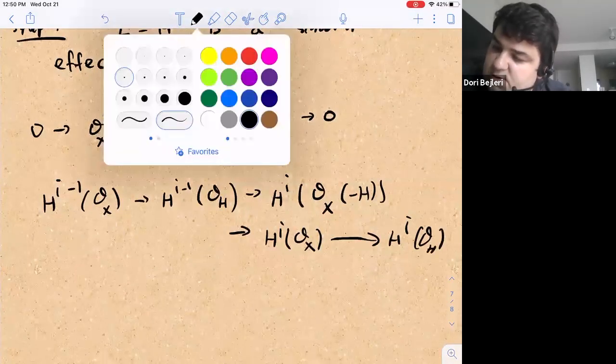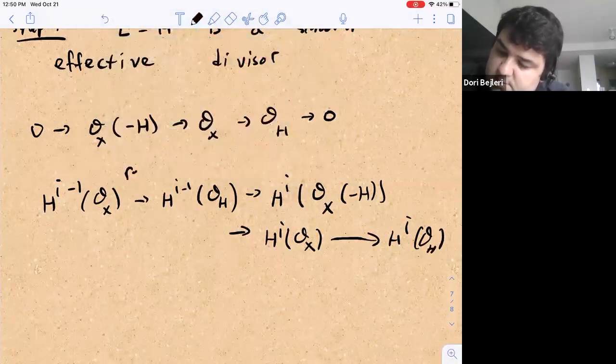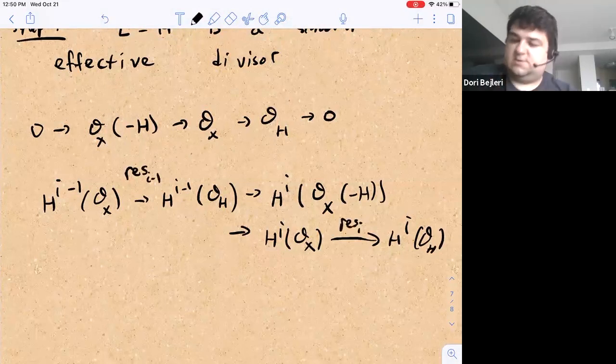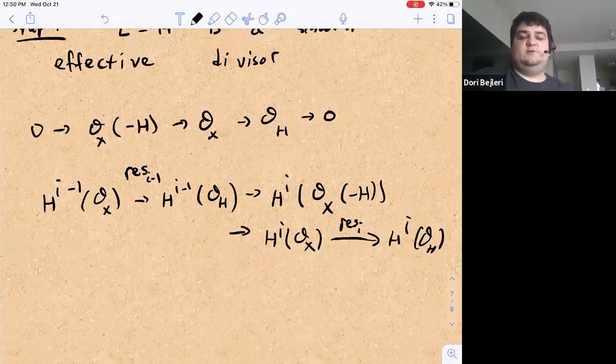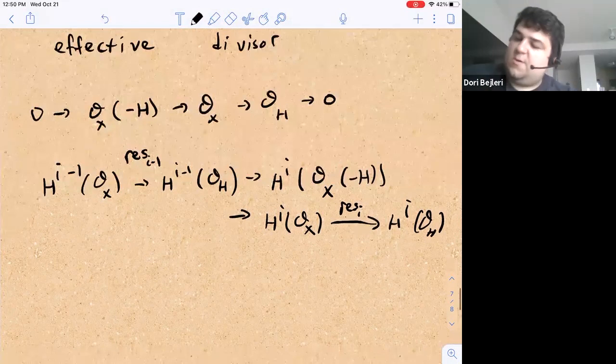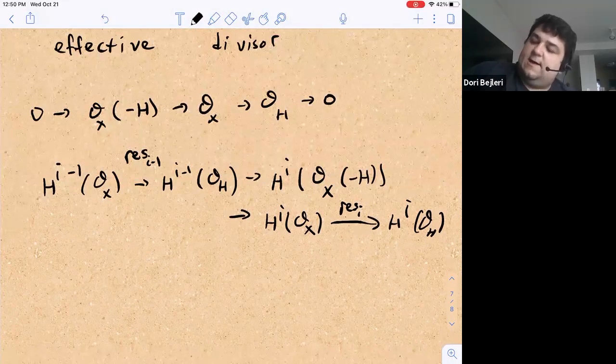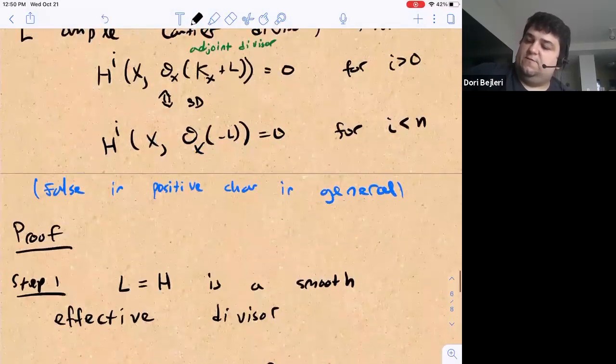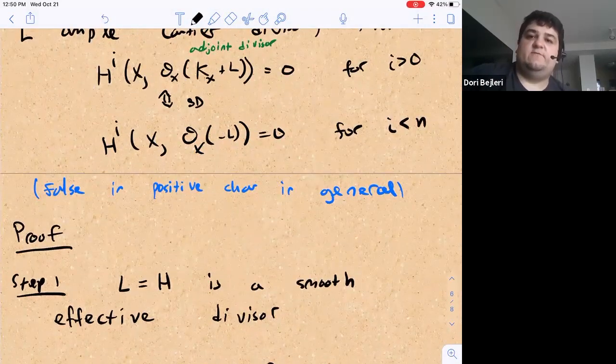And these maps, what are they? They're restriction maps. So let me just call them restriction_{i-1} and restriction_i. They're the maps on cohomology coming from restricting the structure sheaf from X to H. So what do we want to show? We want to show that all these restriction maps are isomorphisms, except possibly at dimension n minus 1, where it's okay to be injective because we're only proving the vanishing for i strictly less than n. The vanishing just isn't true when i is equal to n.